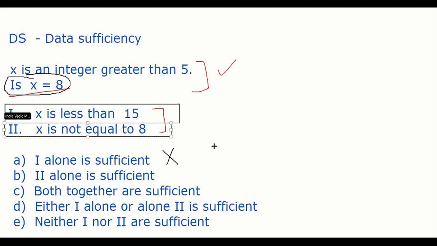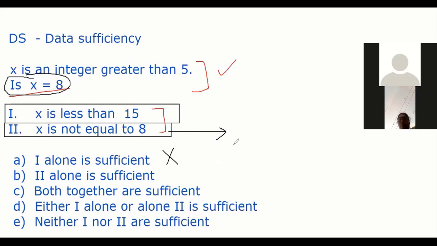It says x is not equal to 8. It means if somebody asks a question, is x equal to 8? From this we can say yes, definitely we know that x is not 8. We are able to answer. Now the answer can be yes or no, that is a different thing. But we are able to answer it.